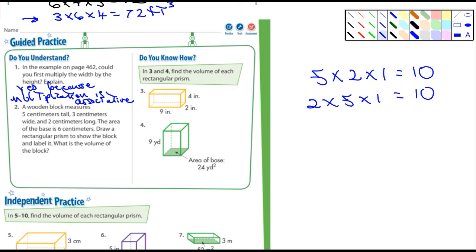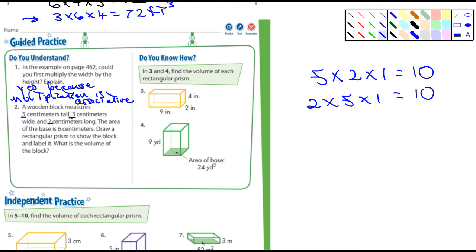Okay, let's see here. A wooden block measures 5 centimeters tall, 3 centimeters wide, and 2 centimeters long. The area of the base is 6 square centimeters. Draw a rectangular prism to show the block and label it. What's the volume of the block? Well, 3 and 2 and 5.